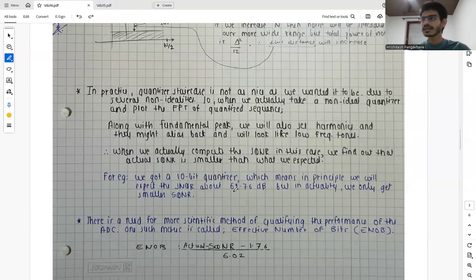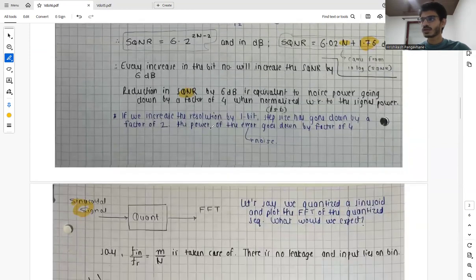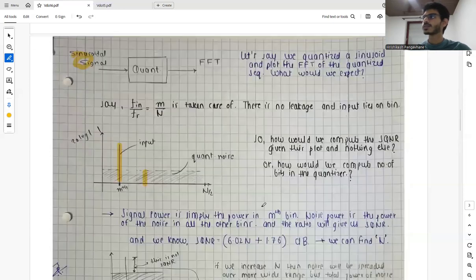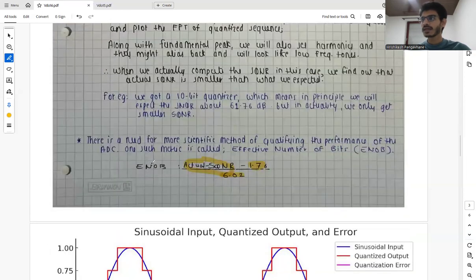So in the practical case, there is a need for a more scientific method of qualifying the performance of the ADC. We need a metric to qualify it scientifically, right? One such metric is called effective number of bits, ENOB. ENOB is given by the actual SQNR minus 1.76, since SQNR had a factor of 1.76, divided by 6.02. So this will give us the ENOB, or effective number of bits.